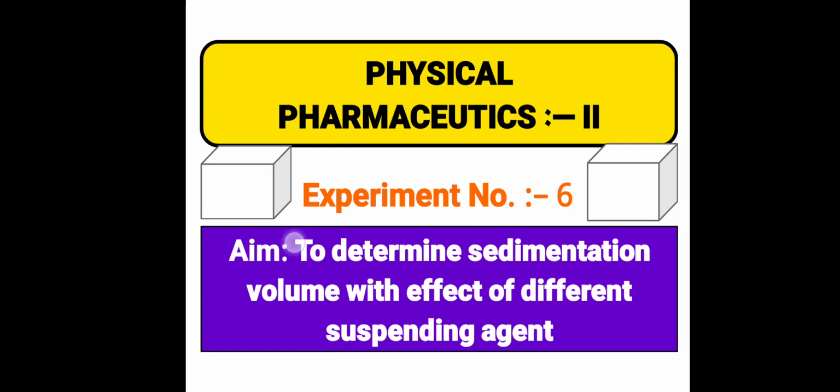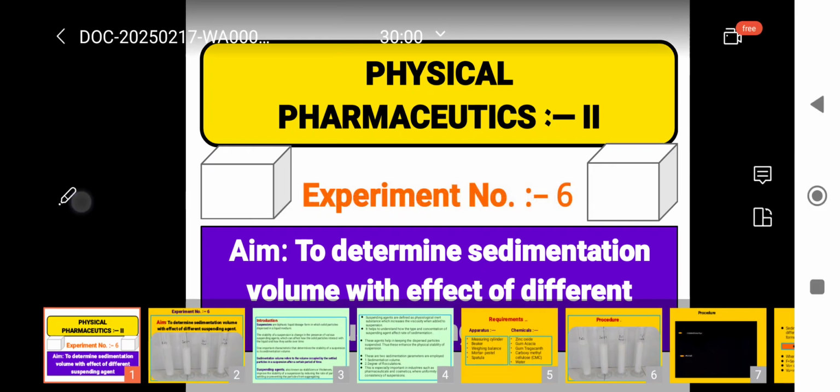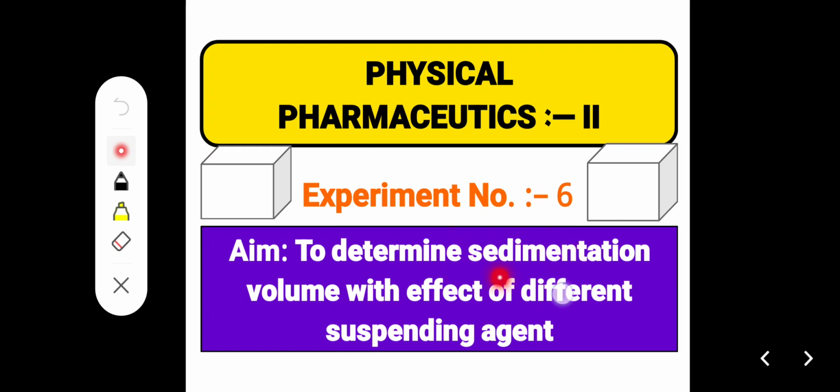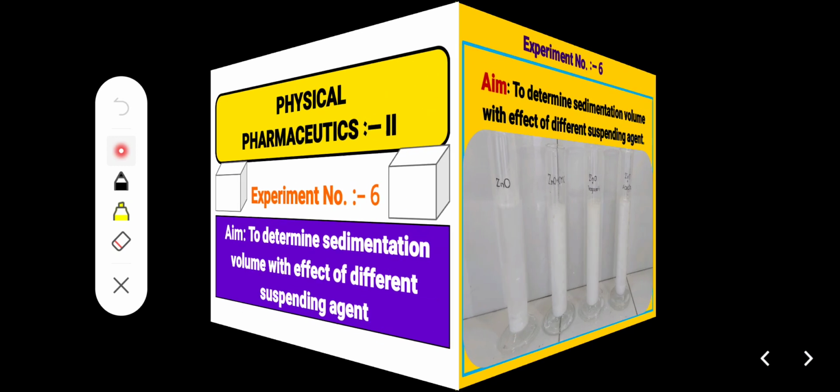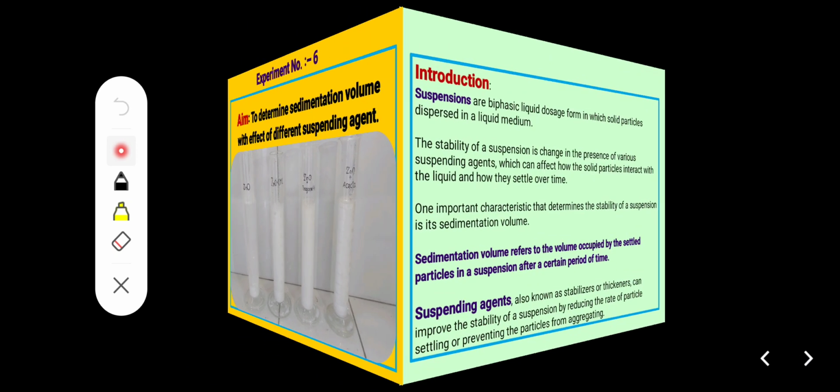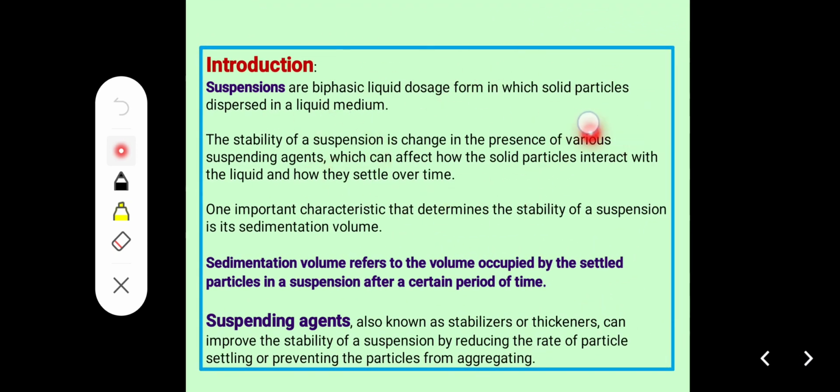Suspensions are biphasic liquid dosage forms in which solid is dispersed in a liquid medium. Sedimentation volume means the volume that the settled particles occupy. In a solution, the solute, that is solid particles, is completely dissolved in a solvent. But a suspension is a biphasic liquid dosage form in which solid is dispersed in a liquid medium.